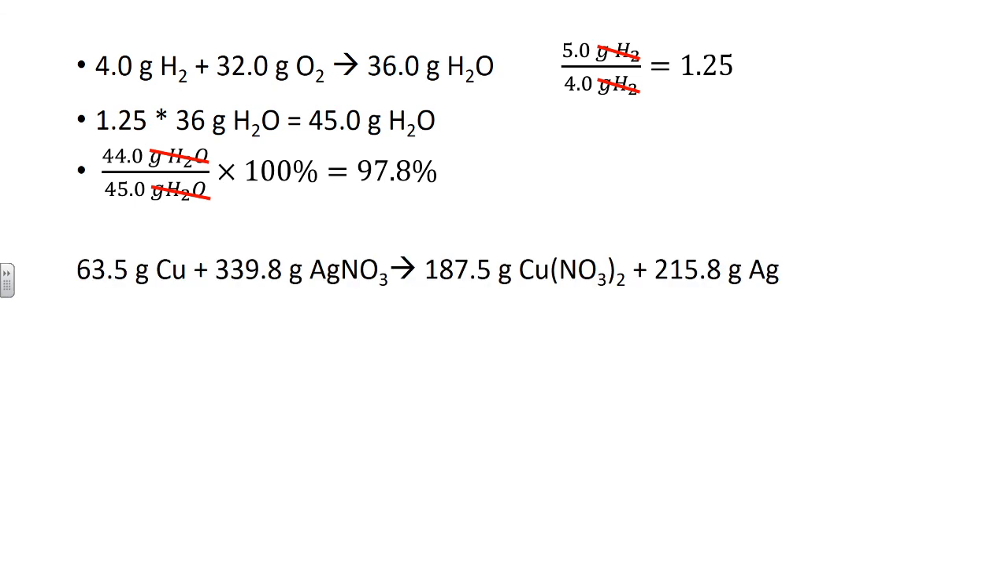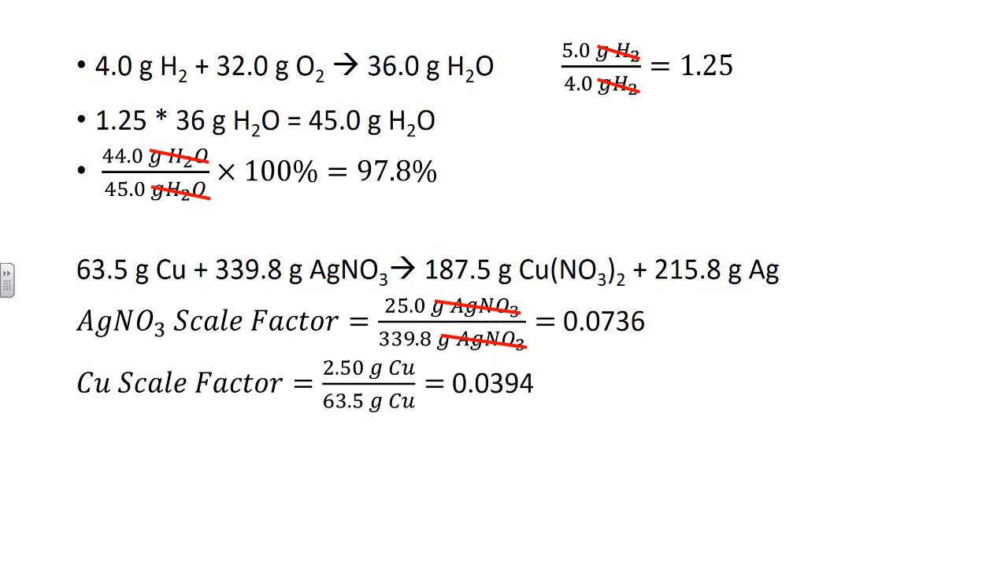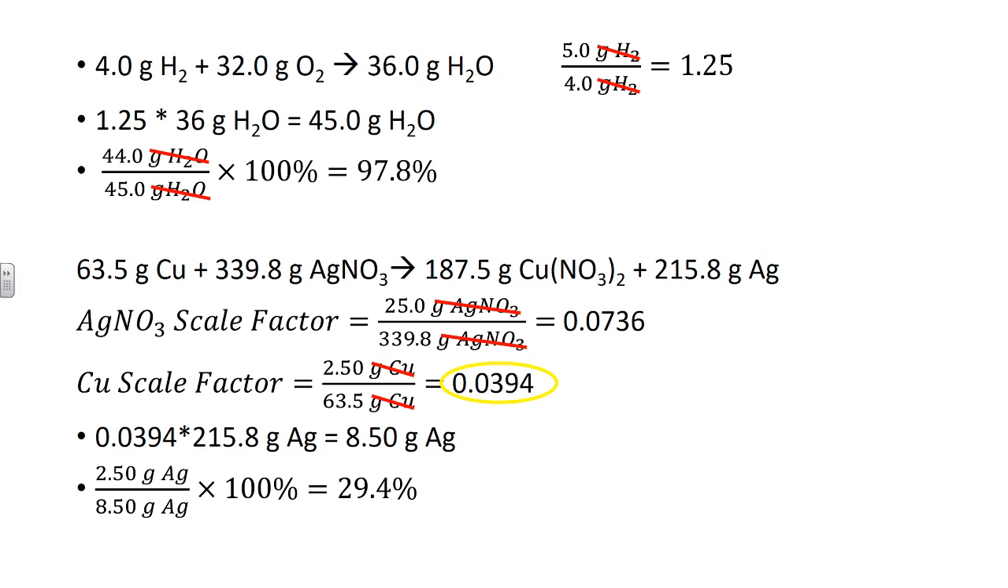There is our copper reacting with silver nitrate reaction. And then we need to get two scale factors: the silver nitrate scale factor, which is 0.0736, and the copper scale factor, 0.0394. Okay, and so it turns out that the copper has limited us this time. When we apply the copper scale factor to the silver in the standard amount, we find that we expected to make 8.5 grams. When we look at what we actually got, ooh, man, this is worse than before.